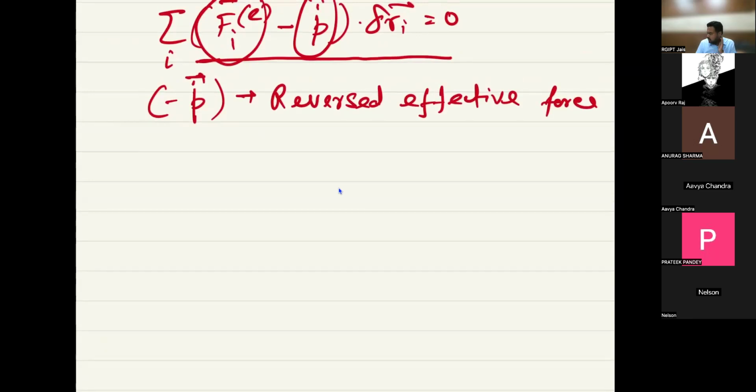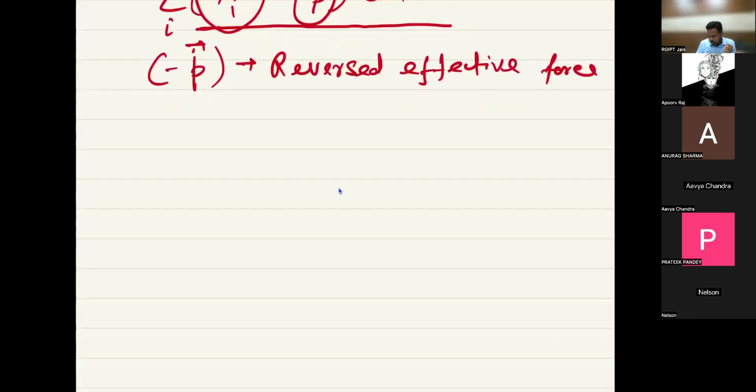I'll give you one or two problems on this principle of virtual work and D'Alembert's principle, so that this idea becomes a little bit more clear. I have already included them in the tutorial sheet. If you solve those problems, it will be easier for you to understand this principle.